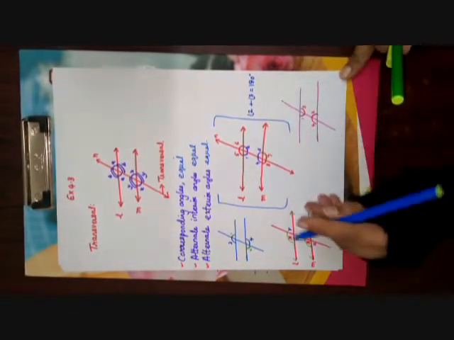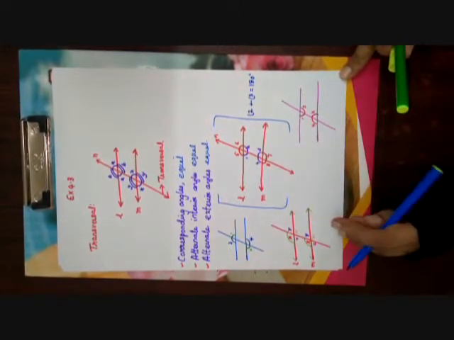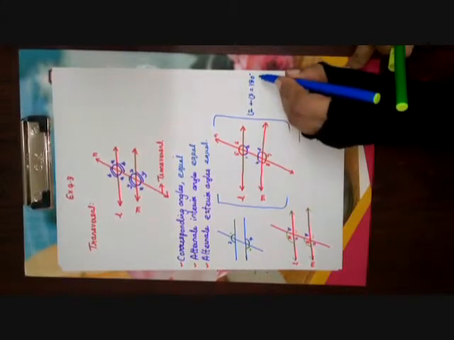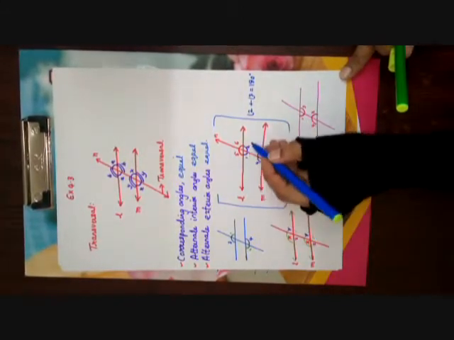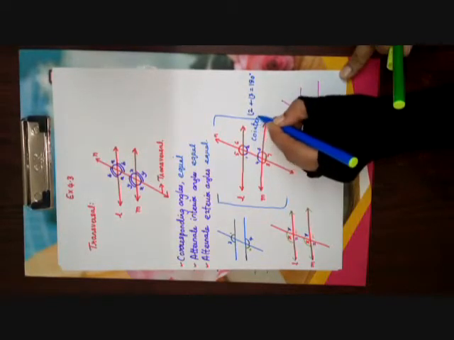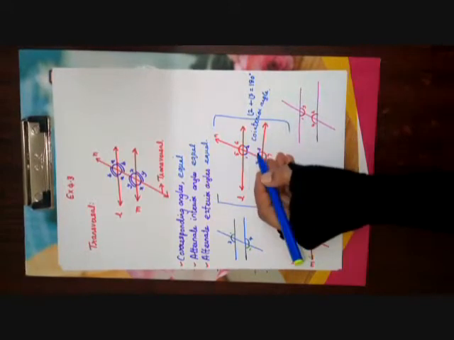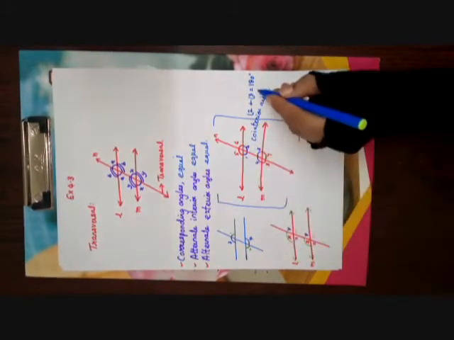All these conditions you have to remember, children. All these conditions will help you in solving the exercise. Okay, angle 2 plus angle 3 is equal to 180 degrees. They are also called co-interior angles. Co-interior angles. Okay, the interior angles lying on the same side of the transversal are supplementary. Is that clear, children? Okay, now let's start the exercise.